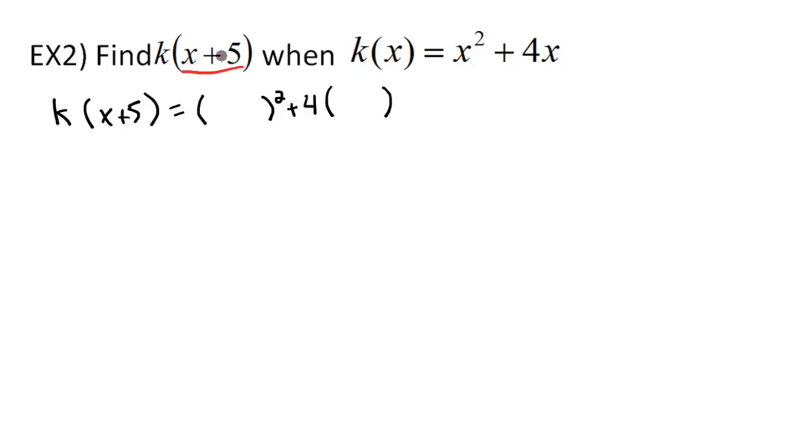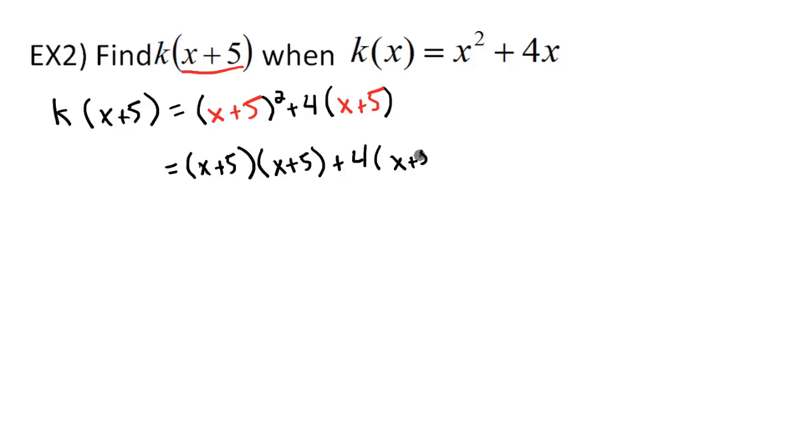Remember, the input is everything that's in the parentheses. So I'm going to plug in an x plus 5, and then again an x plus 5. And then we have to simplify everything. So if we have x plus 5 squared, it means we're multiplying x plus 5 by itself. So we actually write this 2 times. It'll be the quantity of x plus 5 times the quantity of x plus 5. And then we've got 4 times x plus 5 again.